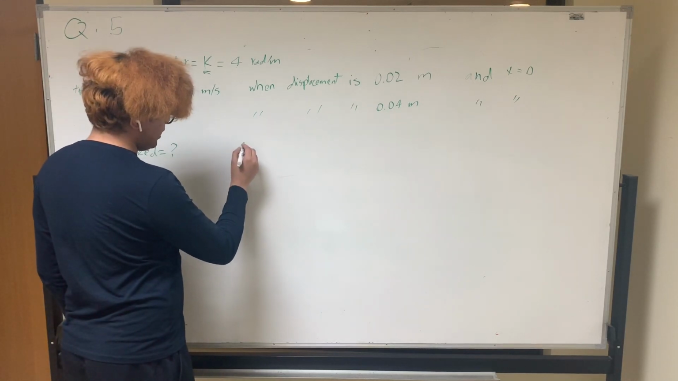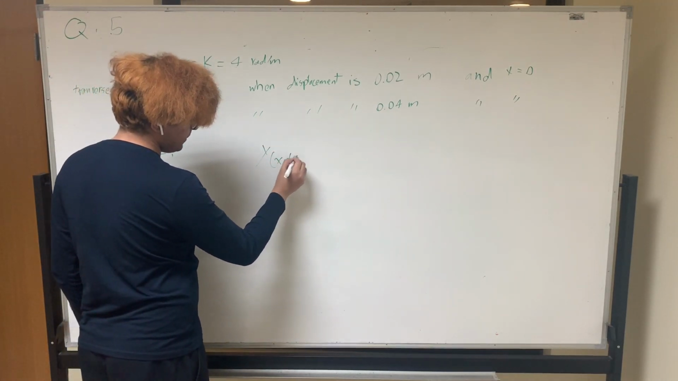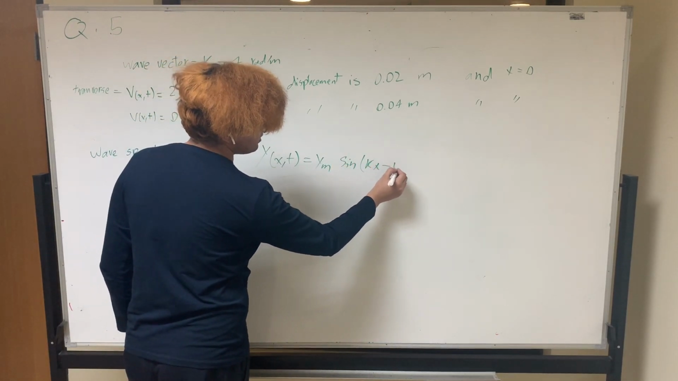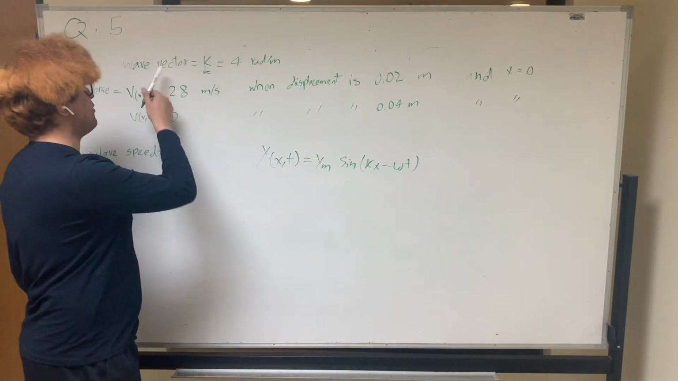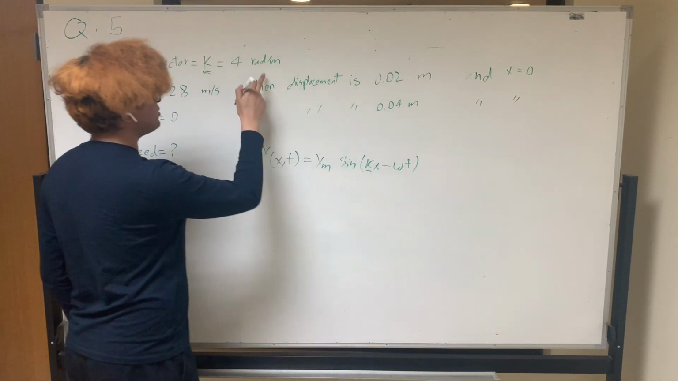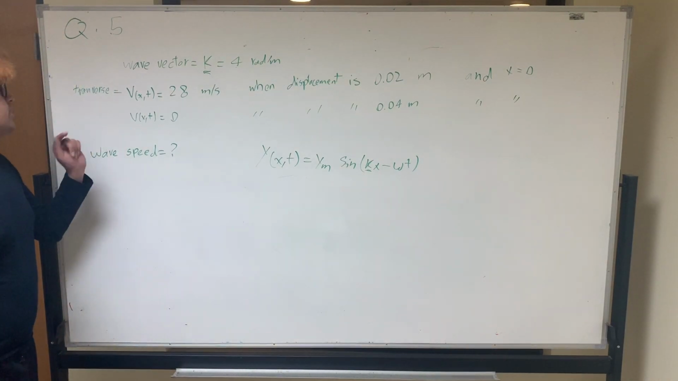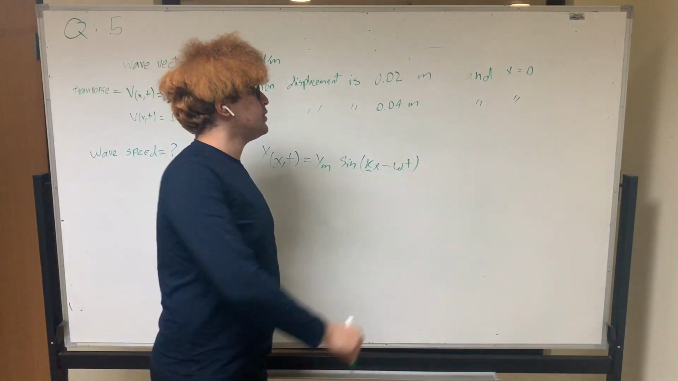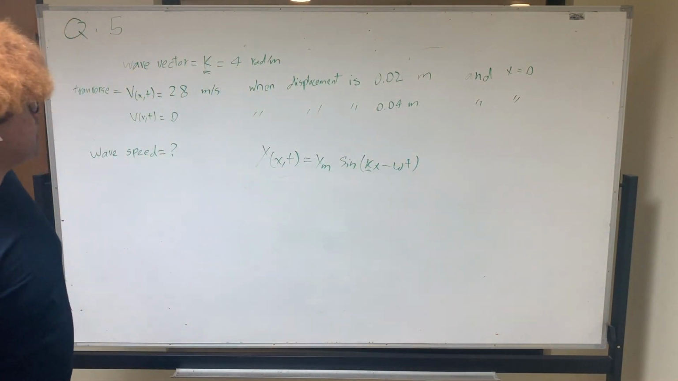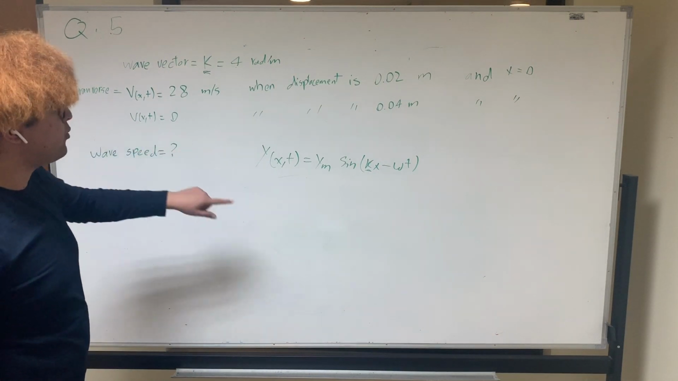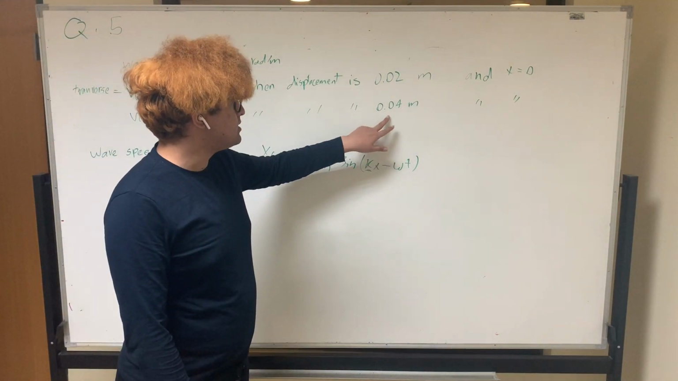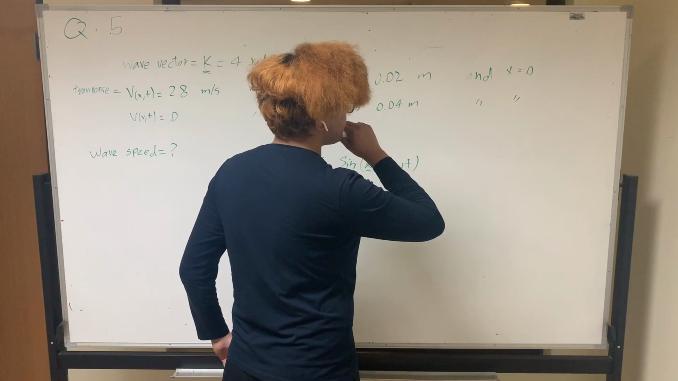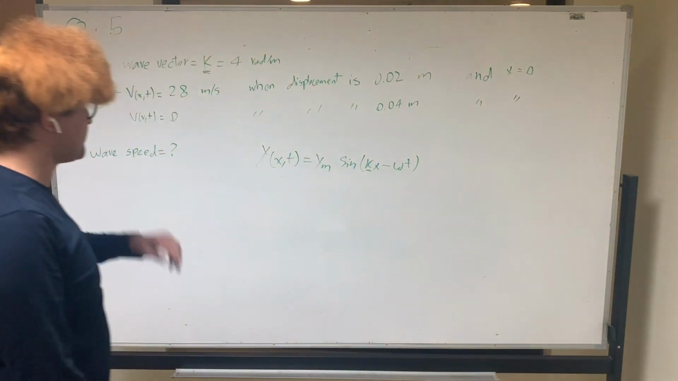So if we have the wave equation, y of x and t is equal to ym sine of kx minus omega t. And when we say wave vector, we mean this value, okay? It is equal to 4. And we're also given that the transverse speed is equal to 28 when the displacement is this value, and when x is 0. And we're also given that the transverse speed is 0 when the displacement is 0.04, and x should be 0 as well.